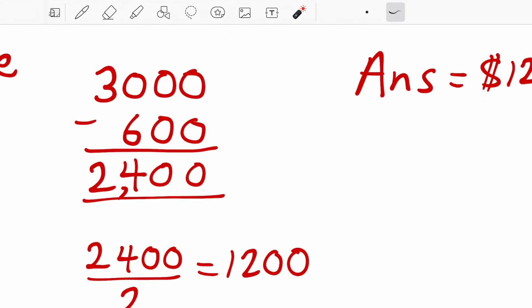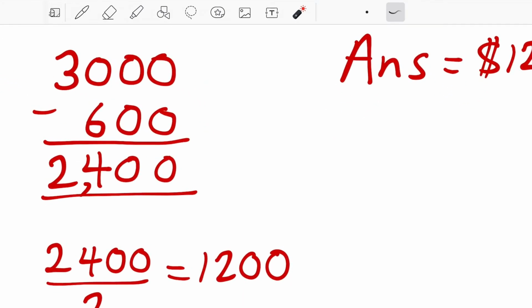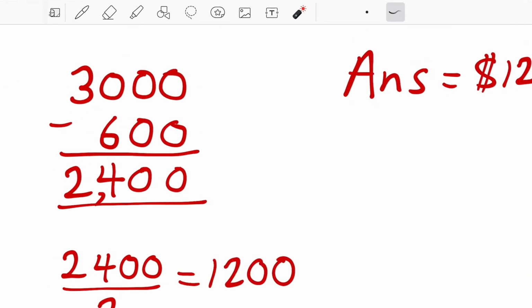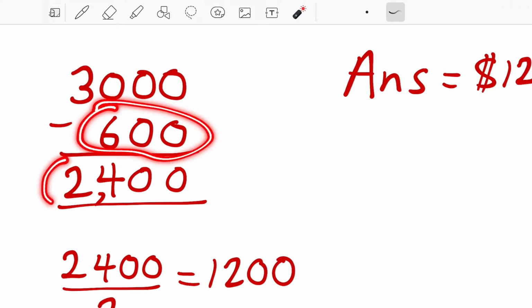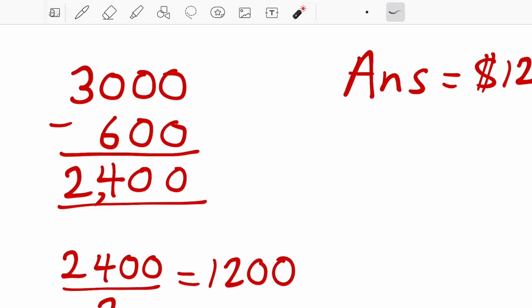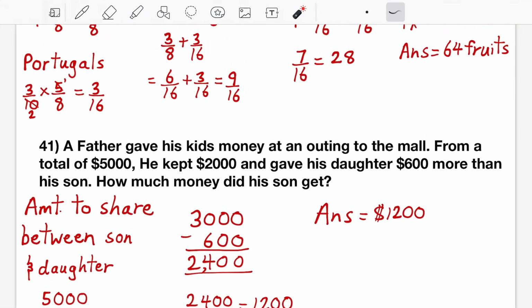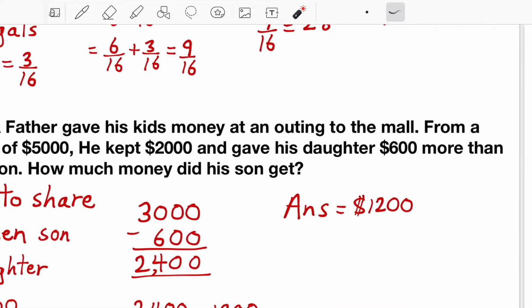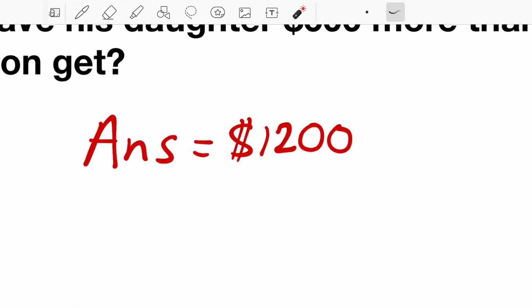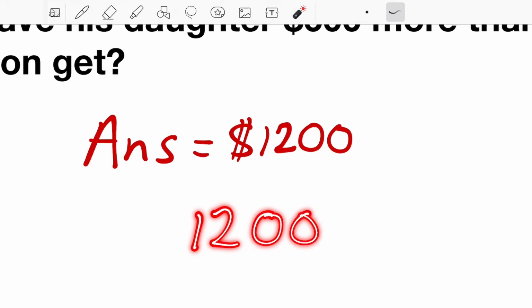And now, I classify this as unequal sharing type 1. So the amount that is more or less, we want to subtract that first. So we get 2,400. Then we divide 2,400 by the amount of persons we are dividing it between. So that's 1,200. So 1,200 will be for his son. And if we had to work out his daughter, we would add the 600 that we subtracted.